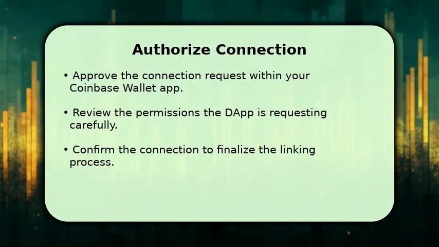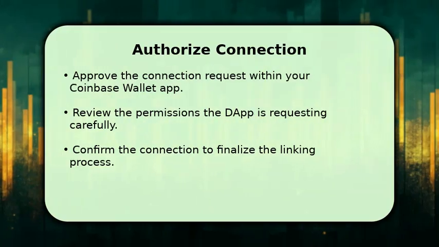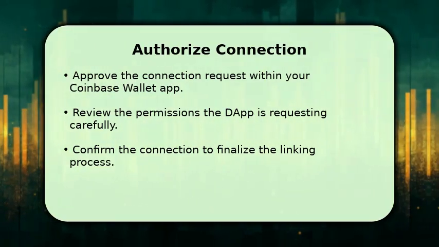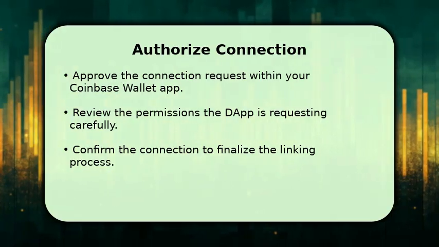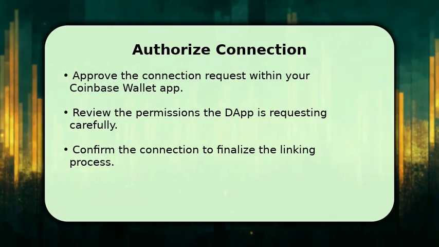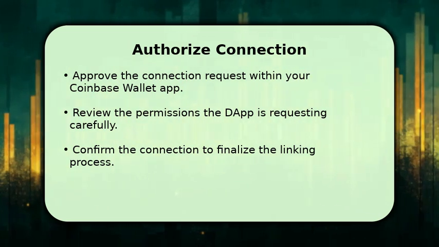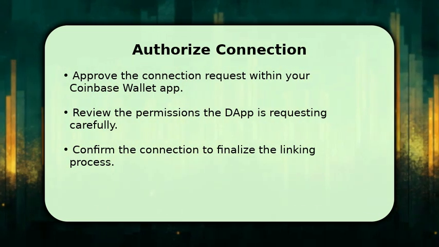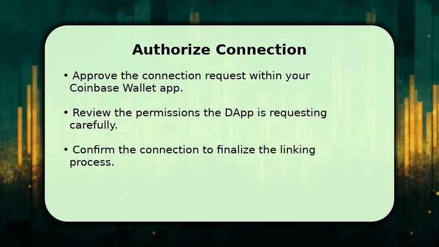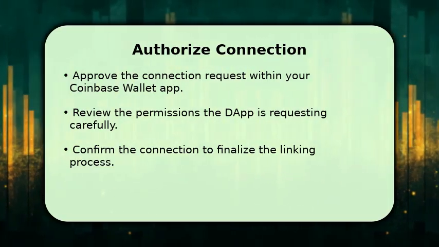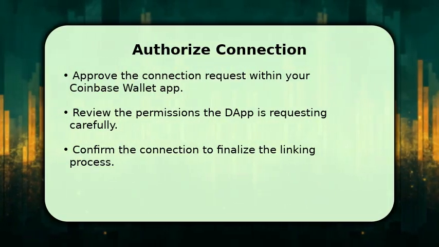After selecting Coinbase Wallet, a prompt will appear on your mobile device within the Coinbase Wallet app. This prompt asks you to approve the connection. Carefully review the permissions the D app is requesting, such as viewing your address or suggesting transactions. If everything looks correct and trustworthy, confirm the connection to securely link your wallet to the D app.